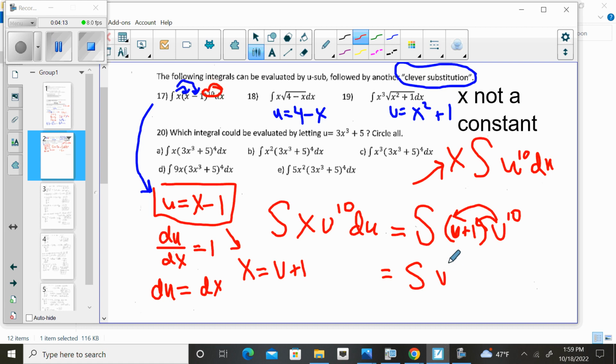All right, so I'm going to distribute and get u to the 11th plus u to the 10th du. Those look like v's, they're supposed to be u's. u to the 11th plus u to the 10th du, and I'm going to leave it for you at this point to solve.